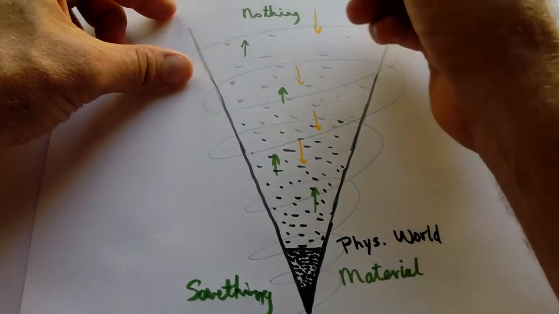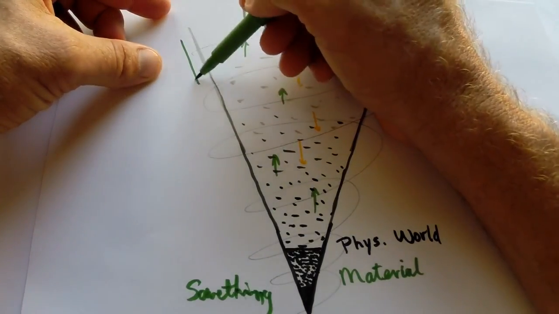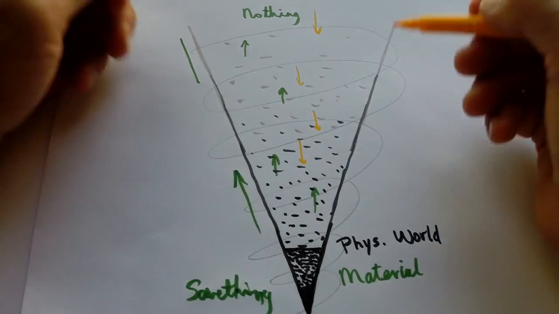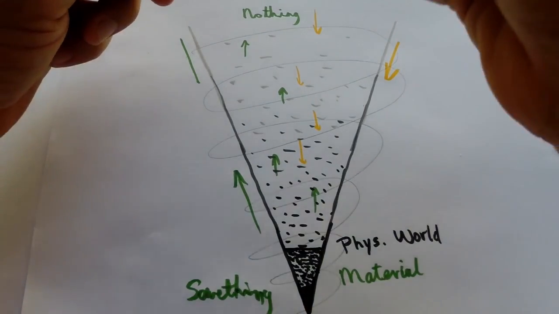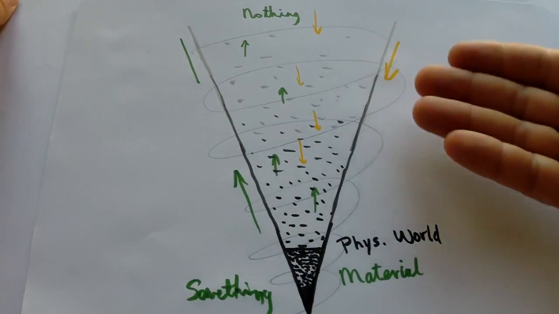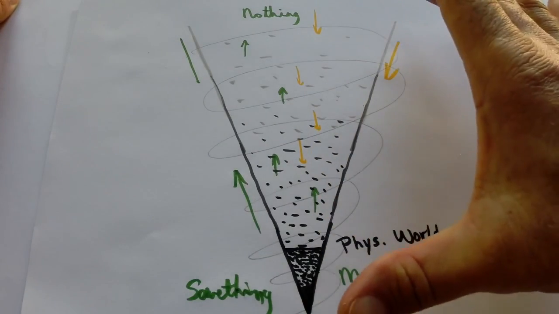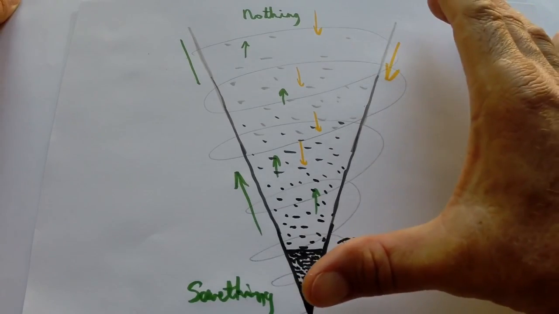So this goes from nothing. Now this is from something to nothing, and this is from nothing to something, right? So basically, this is coming into existence, and this is going back out of existence. But non-duality is the entire cone.